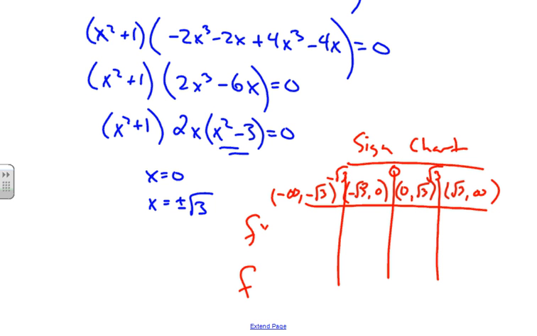what, studio audience? Negative 10. They wanted to put in negative 10. So negative 10, I plug it in here. I get positive, negative, positive. So it's going to be negative.